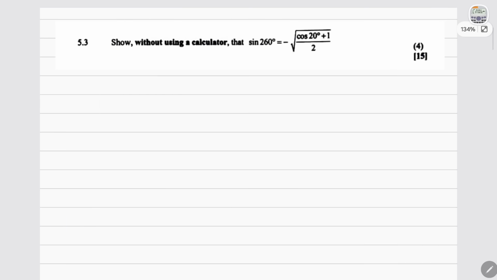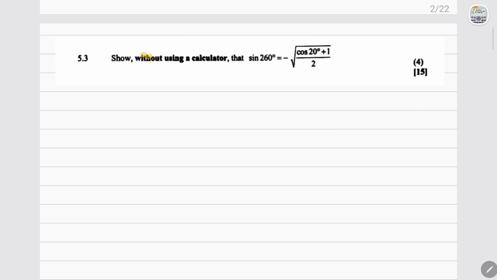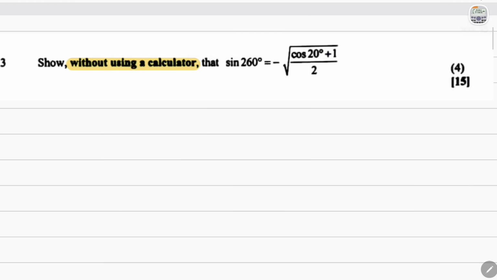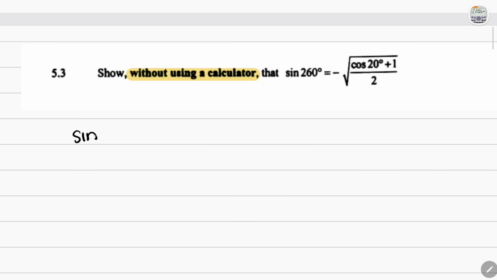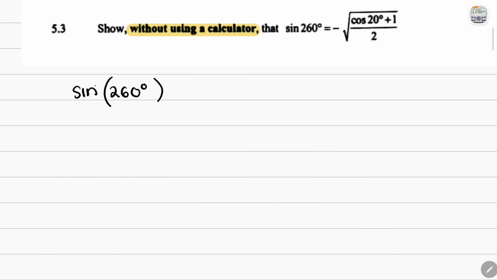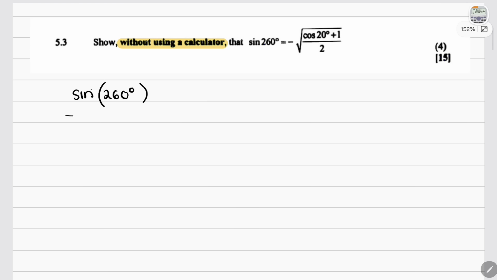Okay, next question, 5.3 says, show without using a calculator that sine 260 degrees is equal to all of this. Okay, can we get sine 260 degrees to end up being equal to all of that? Okay, let's try. So with this, we're using sine here, but you see how it ends up being equal to something with cos. So what do you think they used to change sine to cos? They must have used cofunctions. So we're probably going to use cofunctions, but I also noticed that this 260 degrees is quite big.